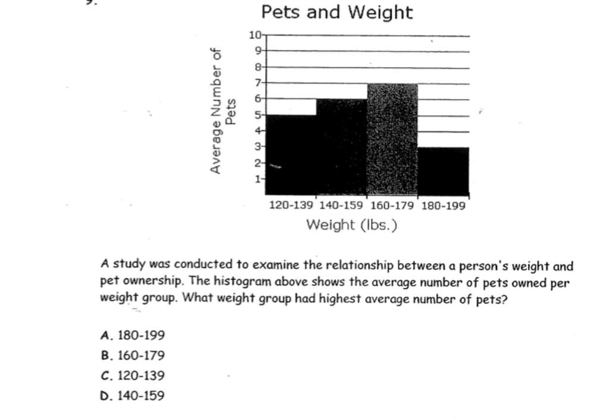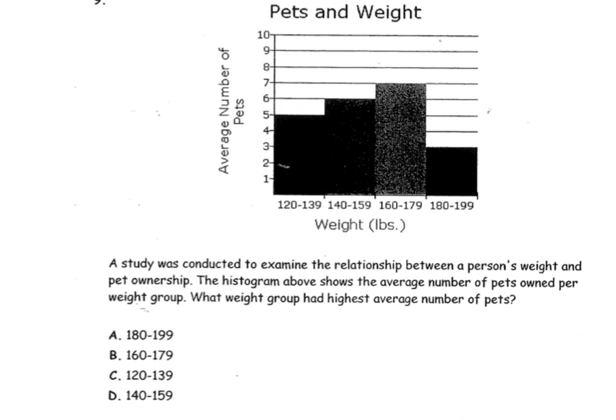What about this one? Kind of a strange survey here, but it says a study was conducted to examine the relationship between a person's weight and pet ownership. The histogram above shows the average number of pets owned per weight group. What weight group had the highest average number of pets? Not quite sure why somebody would want to know this, other than if I have a dog, maybe I'm walking my dog every day, but owning a pet fish isn't probably going to have an impact on my weight, I don't think. Emily? Eat the fish. The highest thing is 160. Good. Right here, our highest bar, the one that goes the tallest, is 160 to 179.